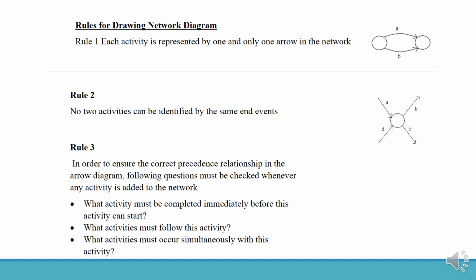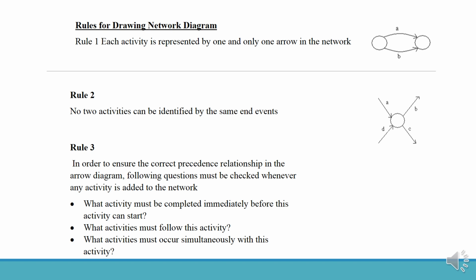Rule 1. Each activity is represented by one and only one arrow in the network. Rule 2. No two activities can be identified by the same end events. Rule 3. In order to ensure the correct precedence relationship in the arrow diagram, the following questions must be checked whenever an activity is added to the network.